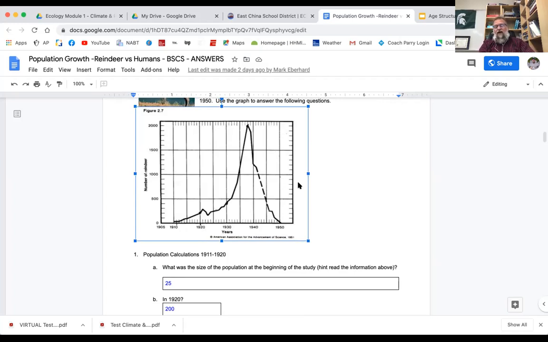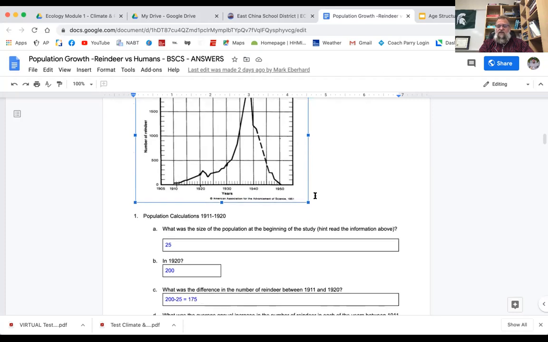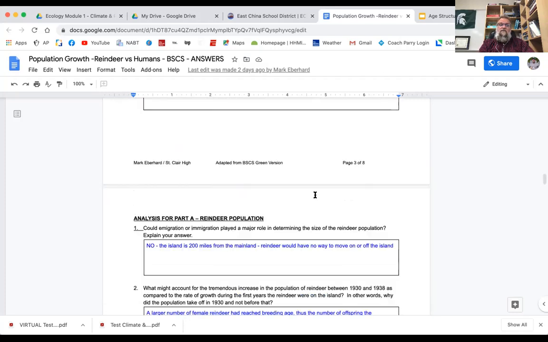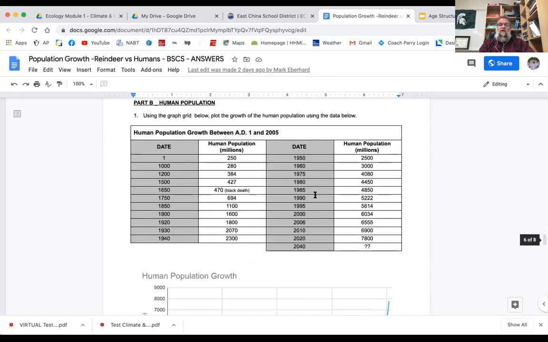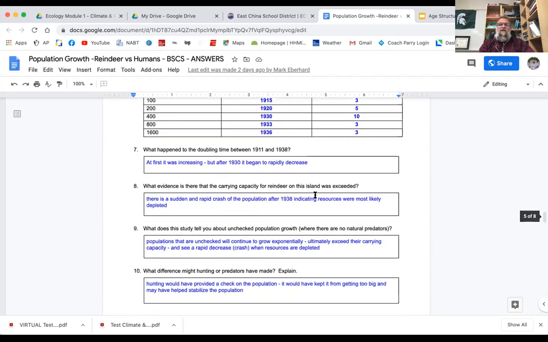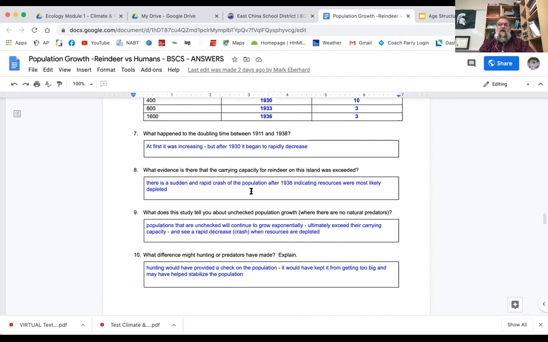Well, what could have kept them around 1,500 naturally? And that's where it's important to have what we call a check. We have to have something that keeps the population in check. Most naturally would be something like a predator, some wolves. Or if the island was more accessible, human hunting could also be an effective way to keep a check on the population and keep it under control. So we come back down, whoops, we went too far, come back down here. So the evidence we hit the carrying capacity is there's a crash after 1938.